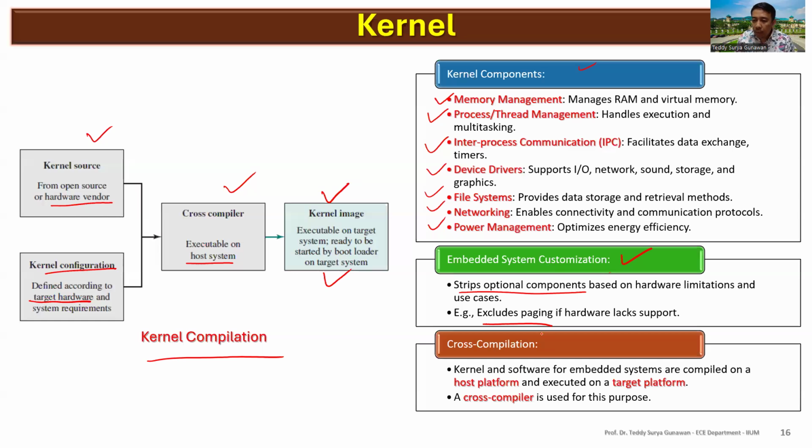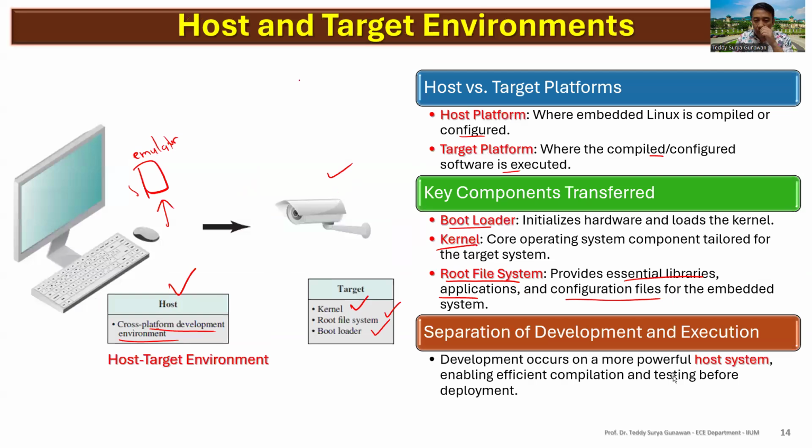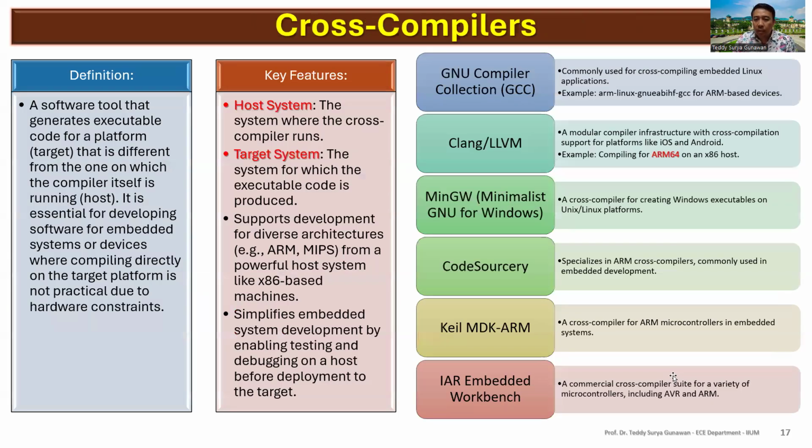Okay. So cross compilation is where the kernel and software for an embedded system are compiled on a host platform and executed on the target platform, as we mentioned here earlier. So we have the cross compiler. Okay, so let's move on. Yeah, this is the cross compiler.